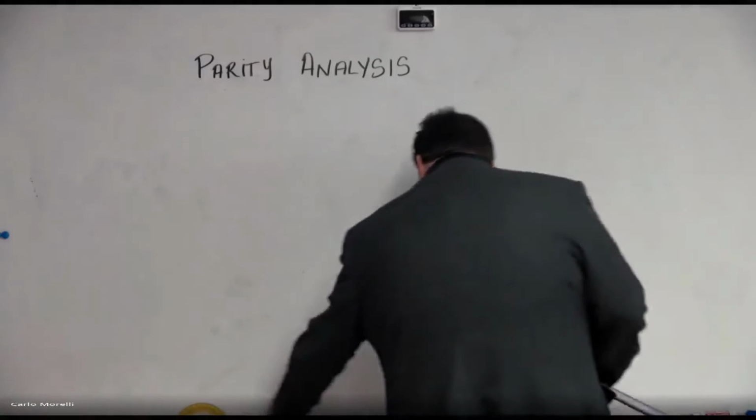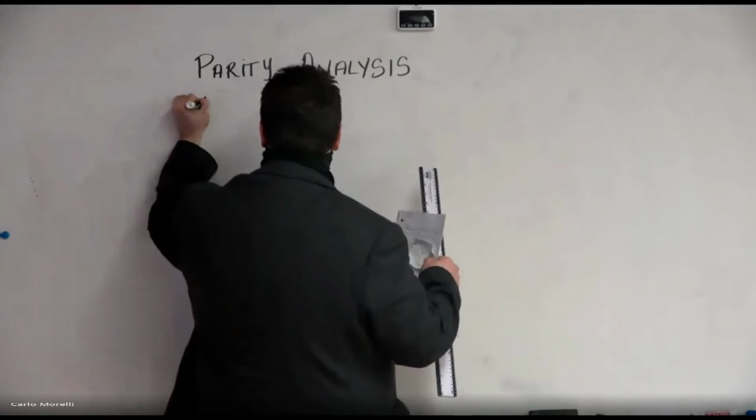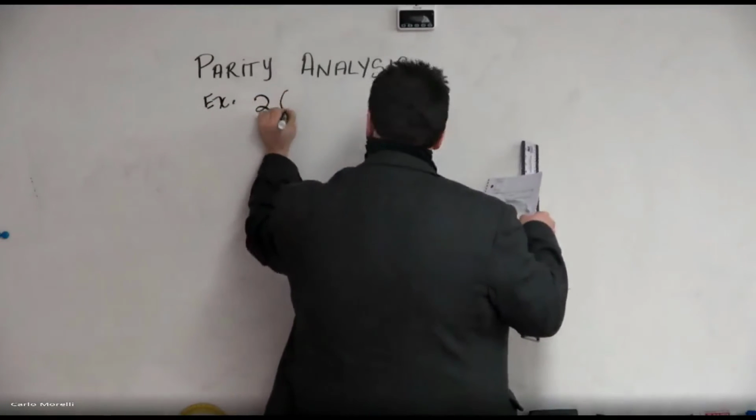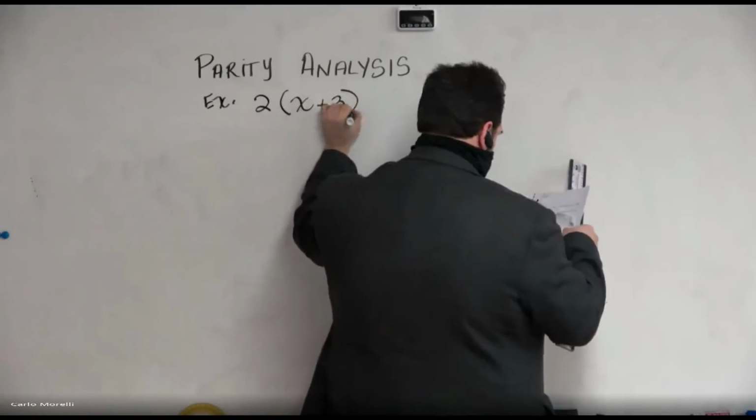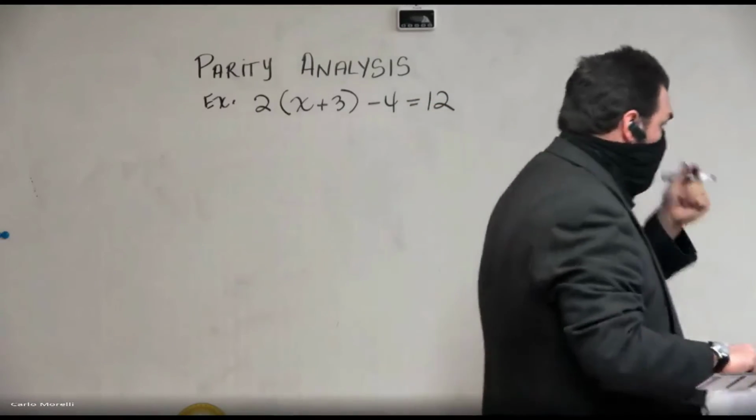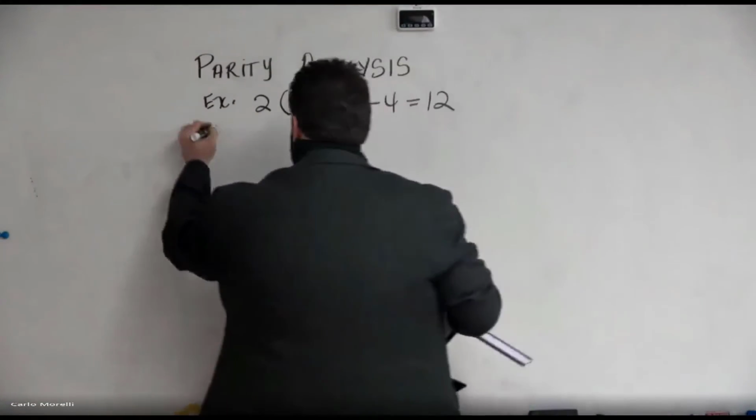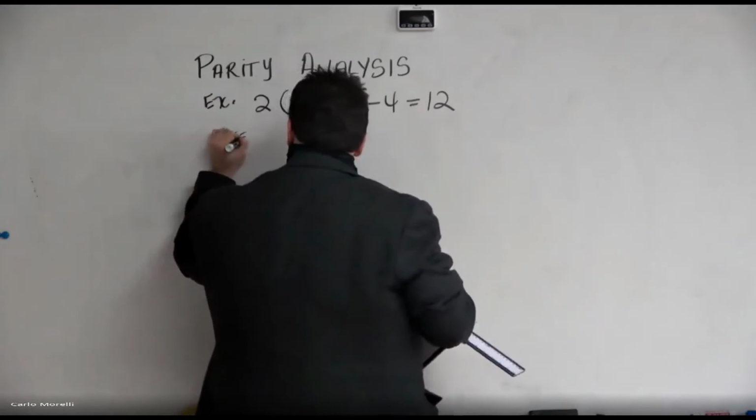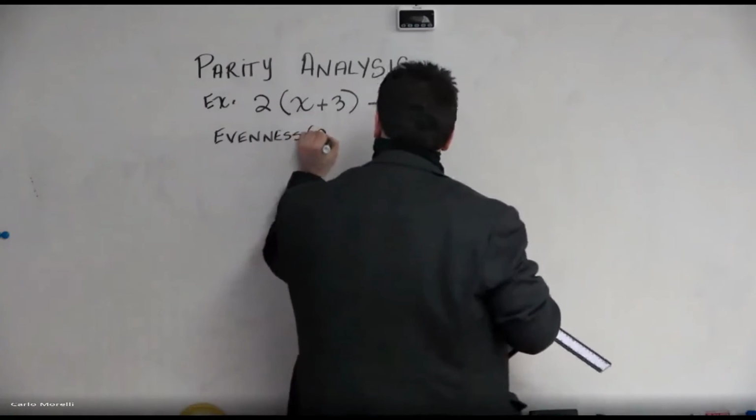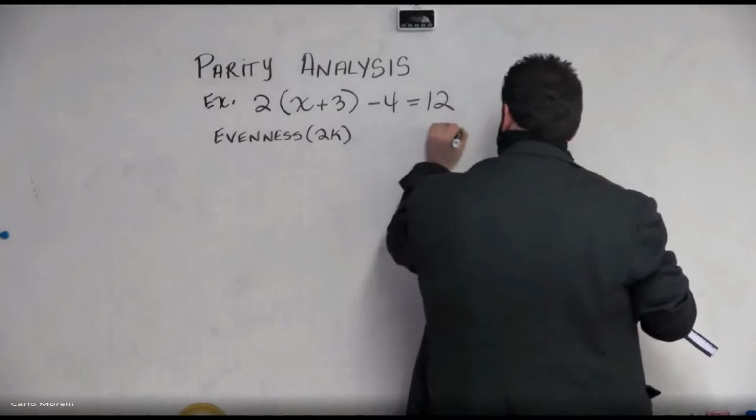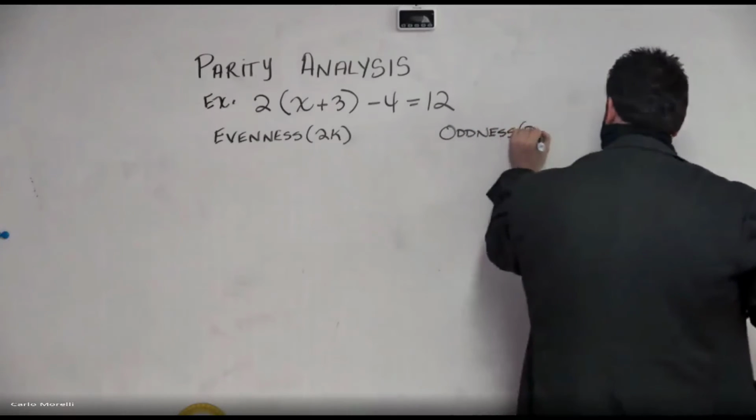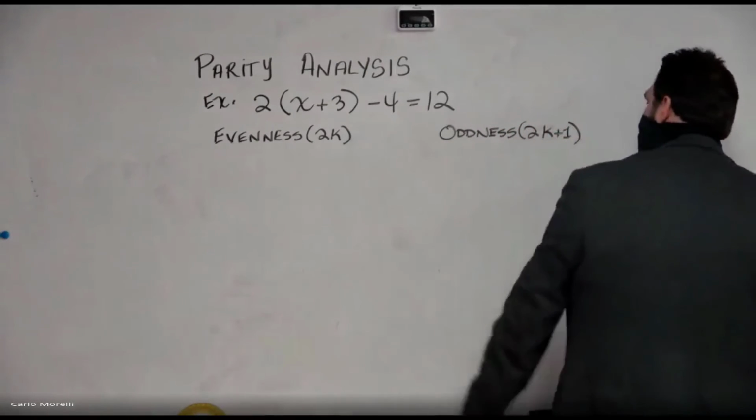Okay, let's do another example, and then we'll be done with no homework. So just stay focused for me. I just want you to do one more example. Here we go. We just have enough time to do this. So I'm going to perform my evenness test, and that's where I'm going to substitute 2k. And then I'm going to perform my oddness test, and that's where I substitute 2k plus 1. Okay, we're not going to solve this.